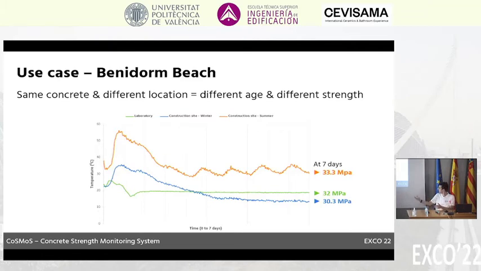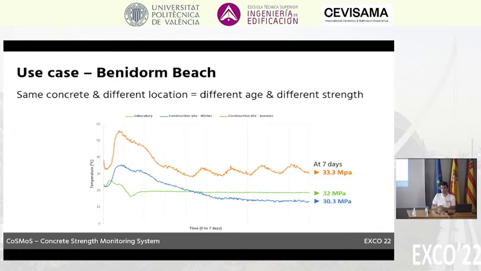And it's clearly seen here that, versus the laboratory results, the strength of the monitored samples and elements on the construction site, if they're in summer, is greater at the same time, at 7 days, because they have cured at different conditions and they have aged faster. That would mean that we would be losing time if we are just looking at the laboratory results.